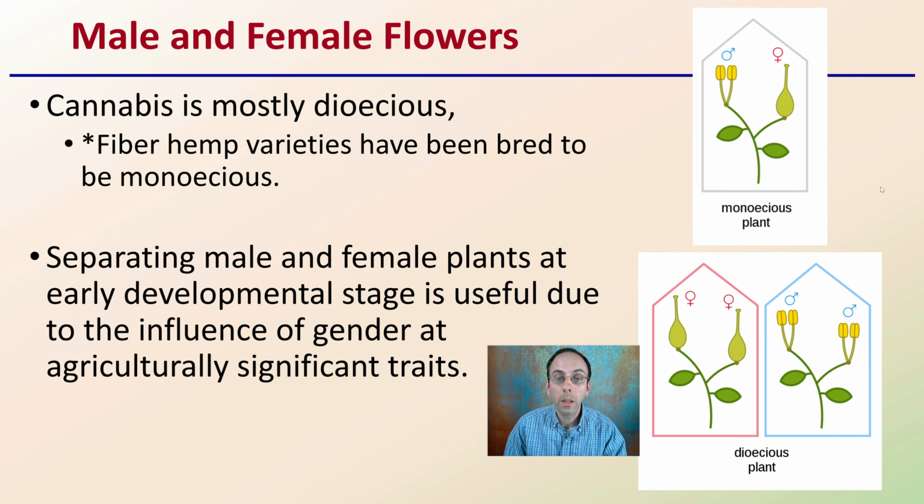Separating out those males and females at an early development stage is useful due to the influence of gender on agriculturally significant traits. Meaning if we were looking at producing cannabinoids, we definitely want to be selecting for those female plants and discarding those males. So we're eliminating the presence of pollination, limiting that pollen to reduce the chance that seeds are formed, which would greatly reduce the total cannabinoids produced.